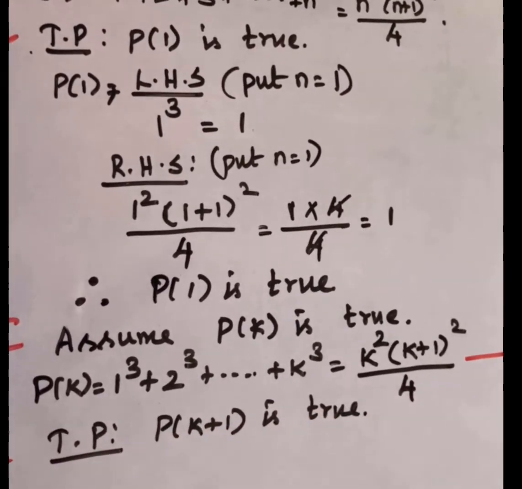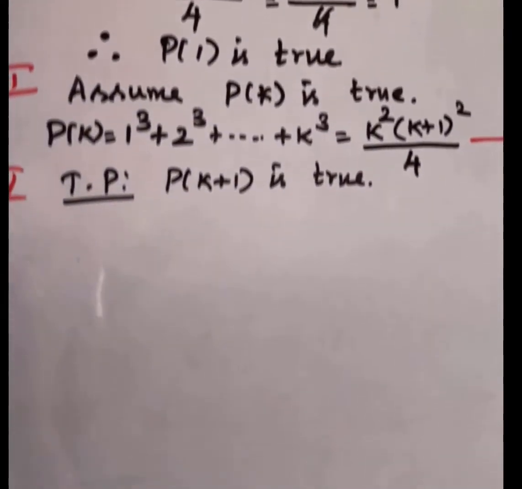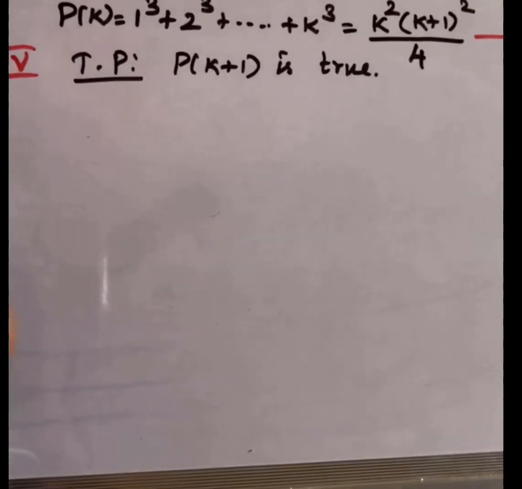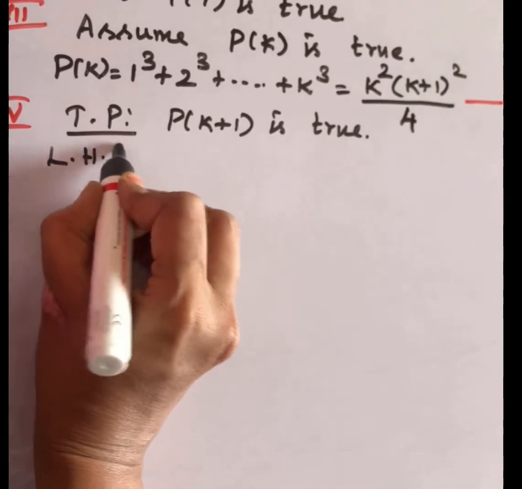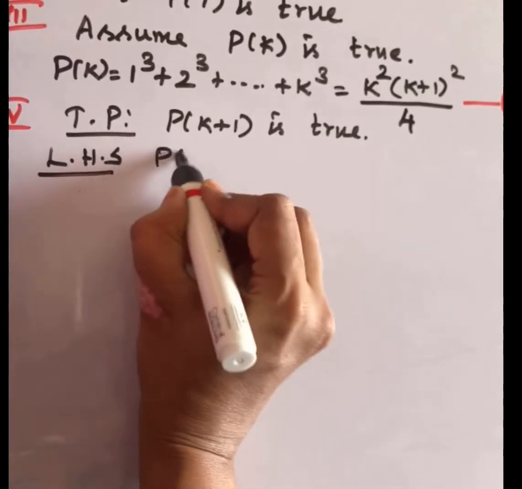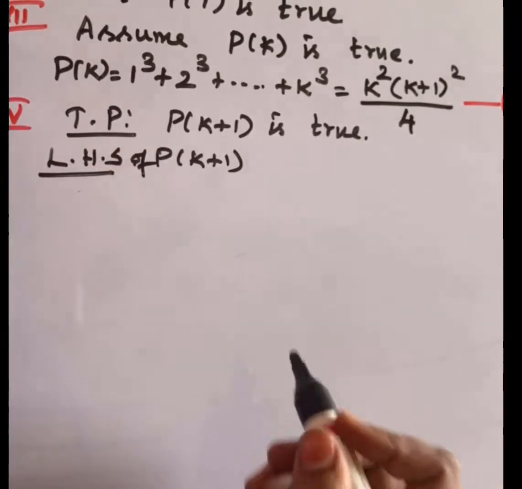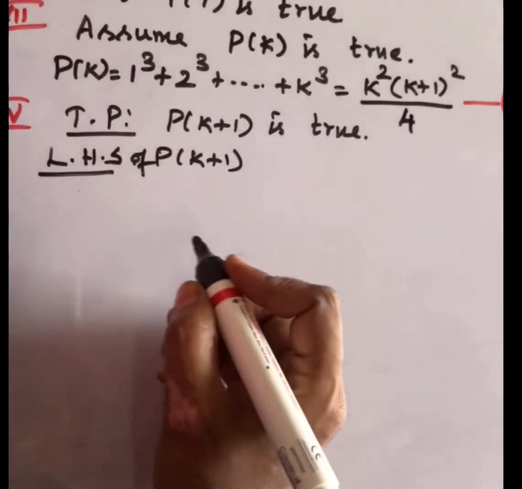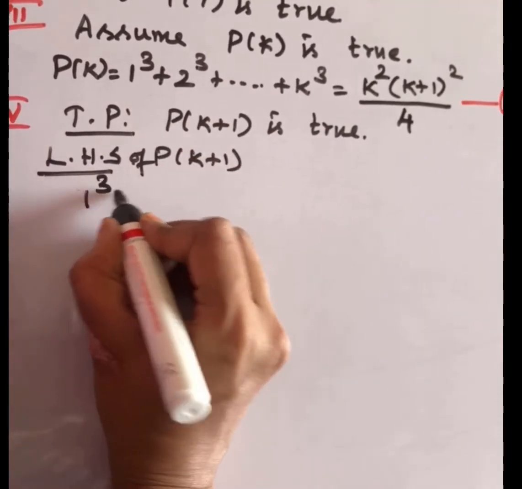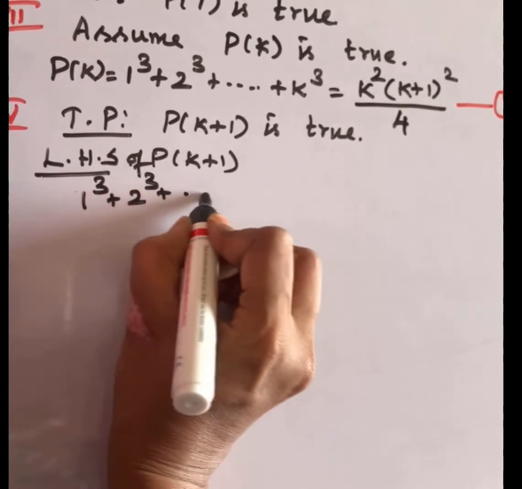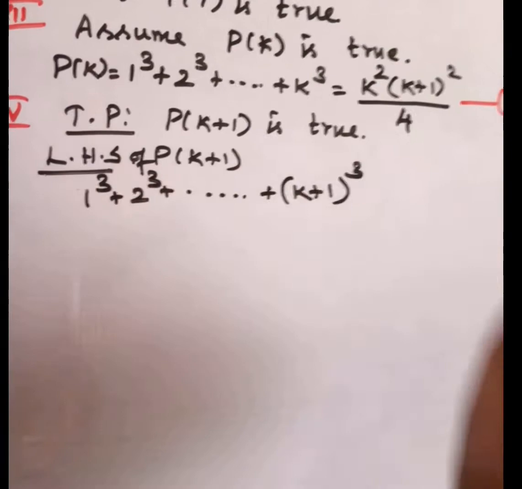Okay, so for that, now we are going to take left hand side and right hand side. Okay, so left hand side of P of k plus 1, instead of n, you have to prove, you have to substitute k plus 1. Okay, so P of k plus 1 left hand side is 1 cube plus 2 cube plus etc. up to k plus 1 the whole cube.